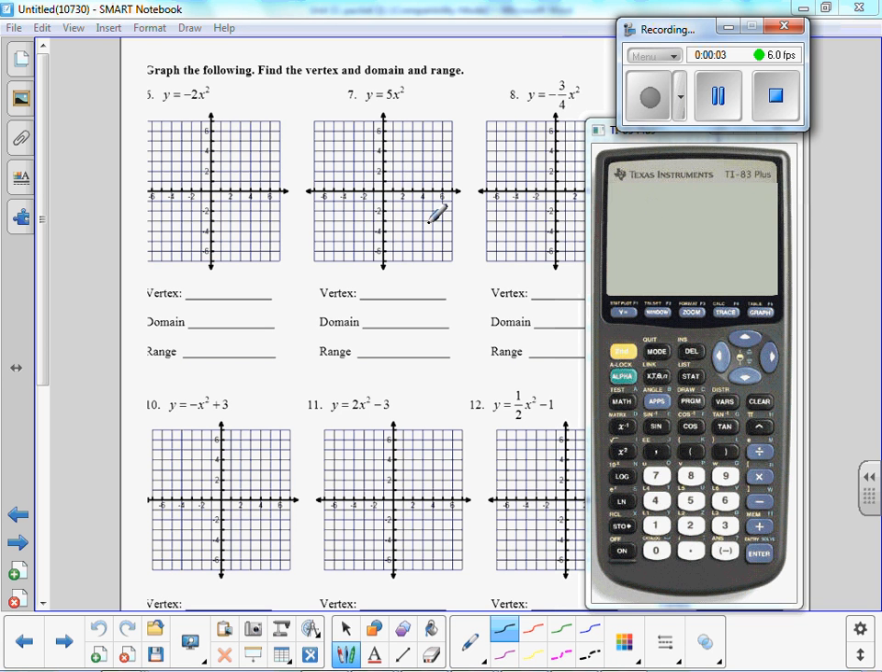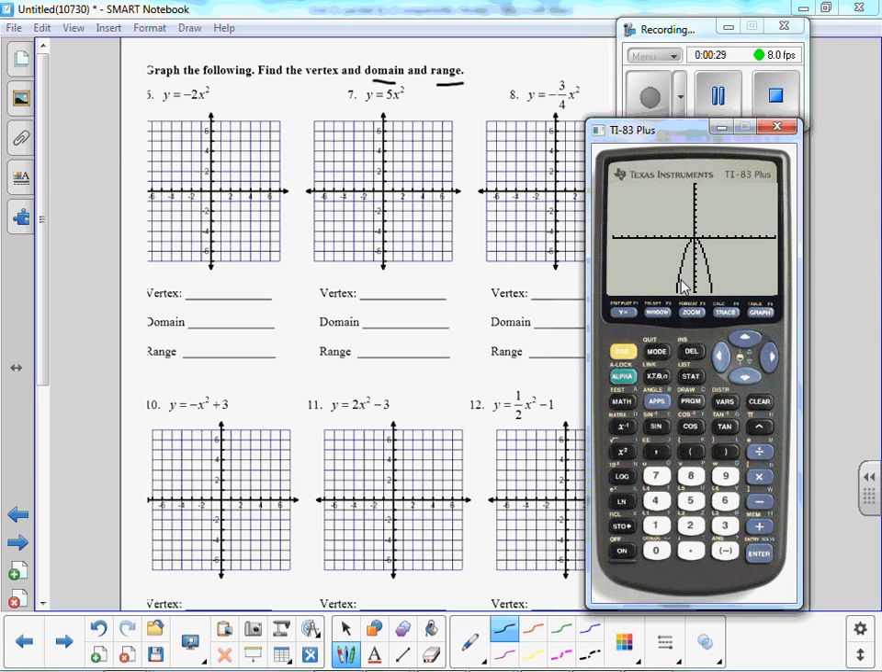This is a video that's going to go over some of the homework and vocabulary. If we look here, it says graph the following. Find the vertex, the domain, and range. We've already spoken about the meaning of domain, which is the x values, and the range is our y. So let's go ahead and graph the first one.